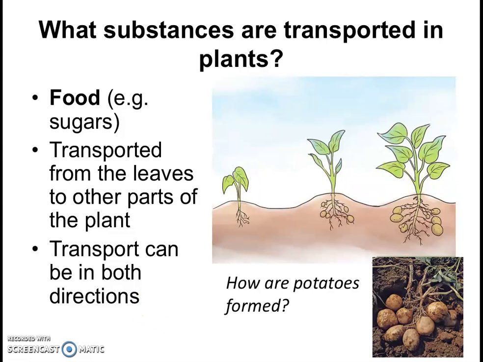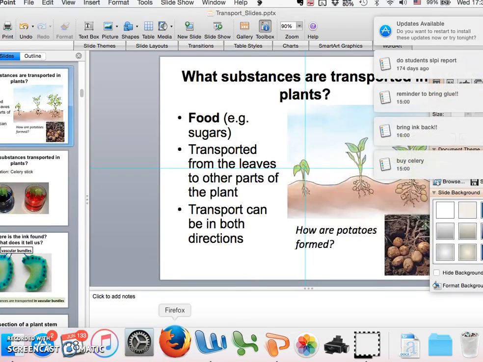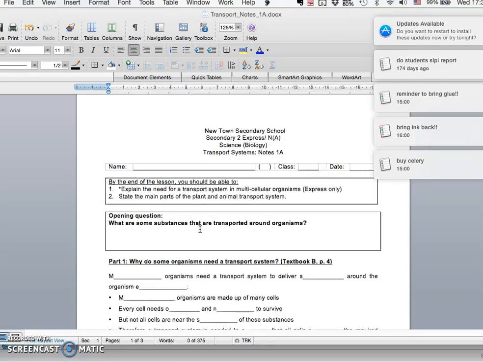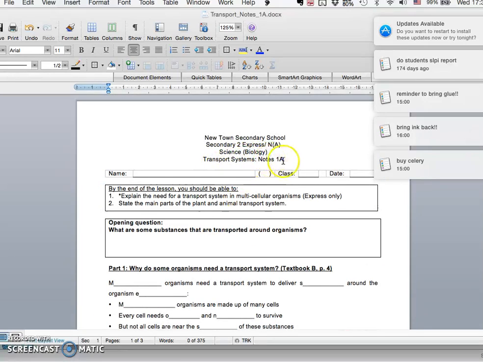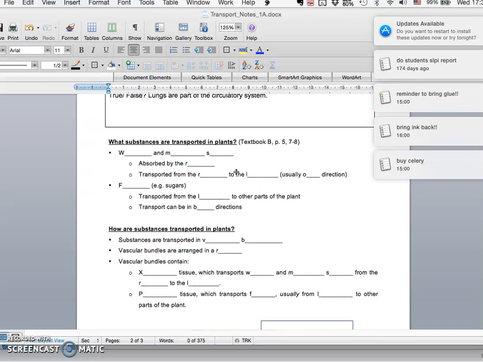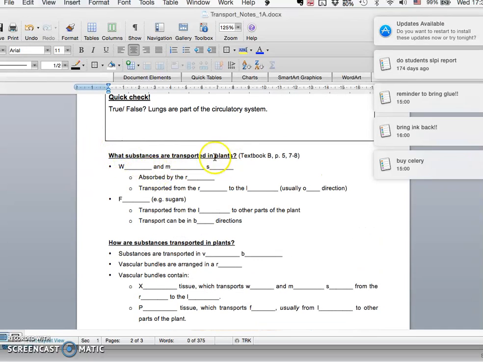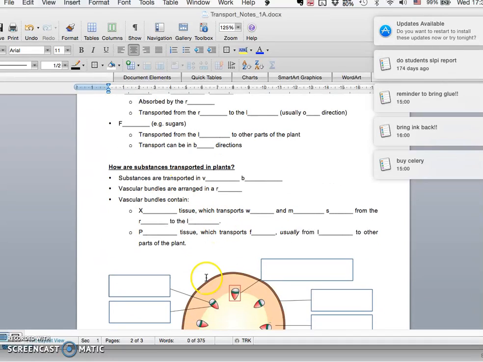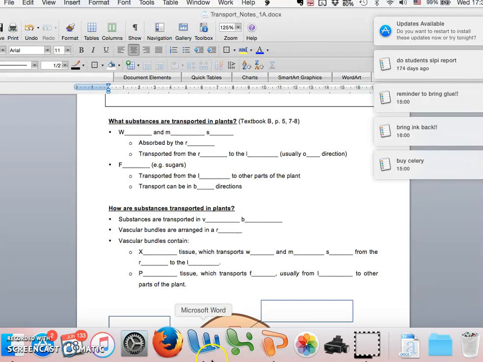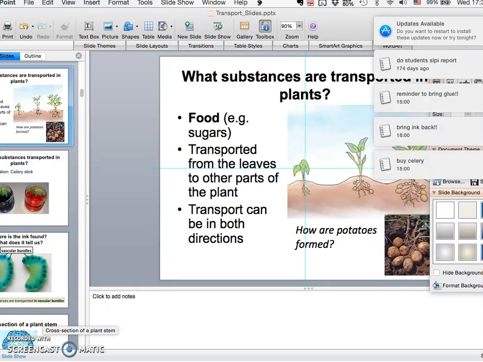Now at this point, I would like to remind you that you should be following us through your notes. So this is transport system notes 1A, and we are now looking at this part. So what substances are transported in plants, and we're going to finish off with this part in the rest of the video. Alright, so let's continue with that.